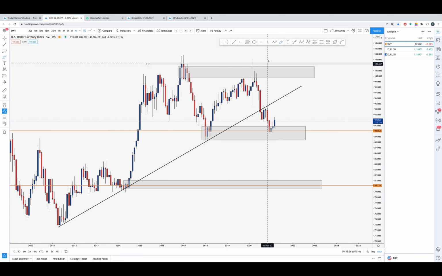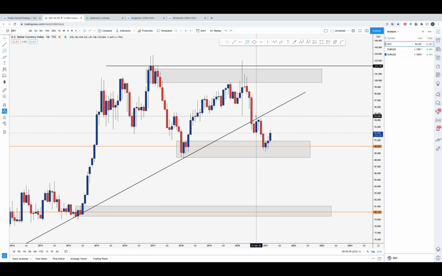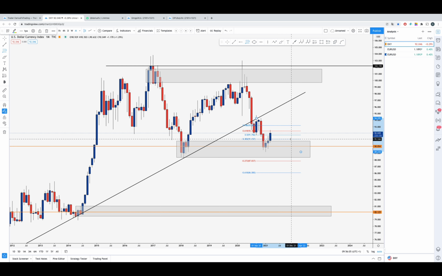But currently, look over here, guys. That was the last impulse over here. So I'm going to take right now my Fib retracement to measure the potential retracement. And what we can see over here is that the market is currently rejecting the 0.618, which is perfect in alignment with the structure.